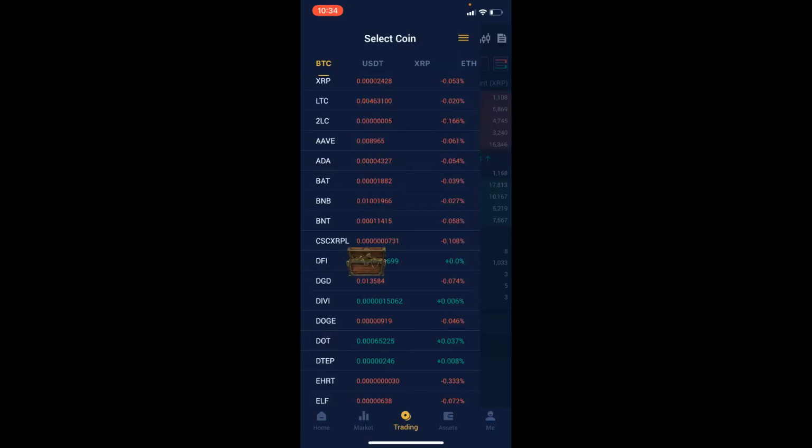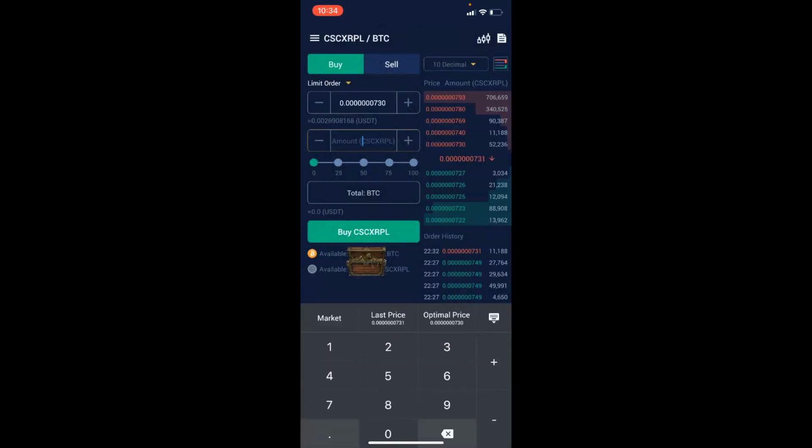And I'm going to switch pairs. Let's go to CSC XRPL. So now I'm going to be trading with CSC to Bitcoin. All I would do is drag that all the way up, and I will be able to see how many CSC I can buy at the moment. Now, because I'm not actually buying any, I won't.